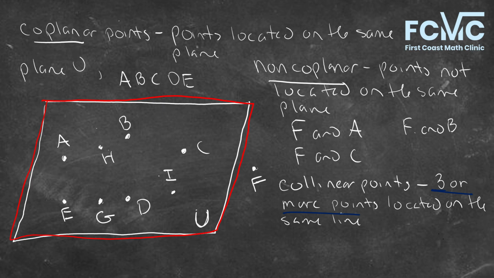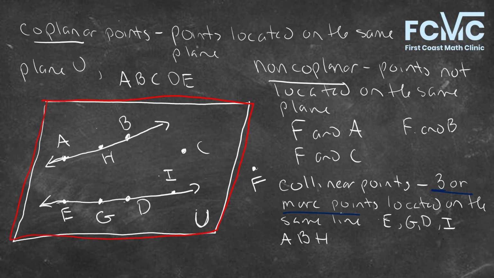And now if we want to identify some collinear points, well, we can draw a straight line through points E, G, D, and I. So if we want to identify our collinear points, we could say points E, G, D, and I are collinear. And we also have A, B, and H up here, so we can draw a straight line through A, B, and H. So points A, B, and H are going to be collinear as well. They're all 3 or more points on the same line.